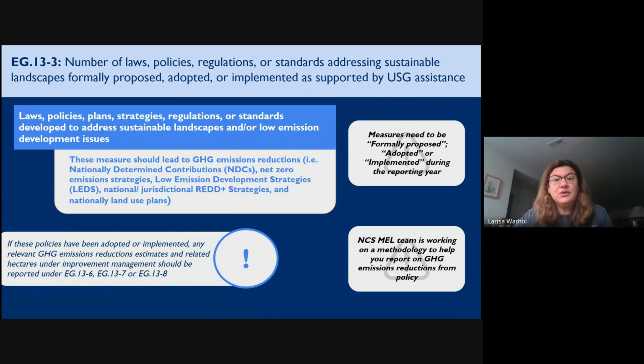And then finally, this is also under development and we will be announcing it in the beginning of 2025, but we are also working on a methodology to help you think about and understand how you can be reporting on greenhouse gas emission reductions from policy, because we do recognize that there often is a question around, okay, well, it's a policy. How do we then think about how we can be reporting on GHG emission reductions, especially given that those might be occurring after the close of the activity? So we've done a lot of stakeholder engagement, and we are working on a methodology for you all.